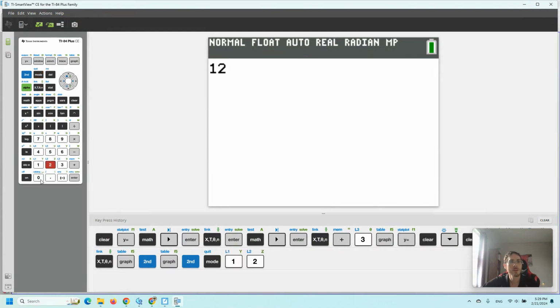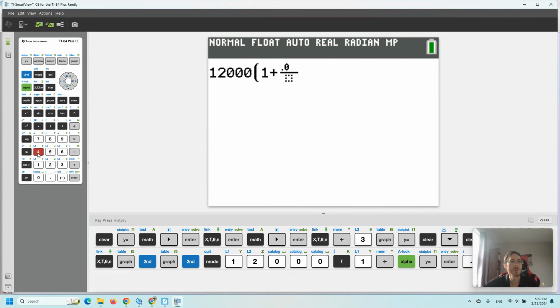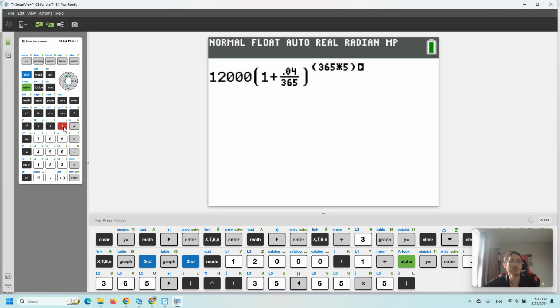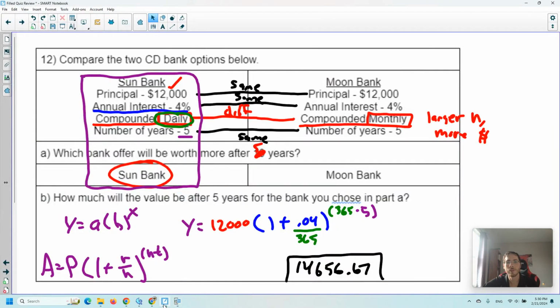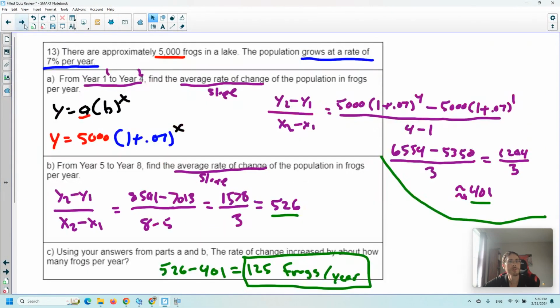Just to repeat this calculation in the TI calculator so we know what buttons to press. It would be 12,000, parentheses, 1 plus. To do the fraction, you can do Alpha, Y equals, and make the little fraction. 0.04 over 365, to the power of, and you can see the TI is not as picky as Desmos, but I'll still put in the parentheses. 365 times 5. So we can see we get the same answer as we did with the other one. 14,656.67. So there we go. We get the same answer with that one. So that's how we do 12.